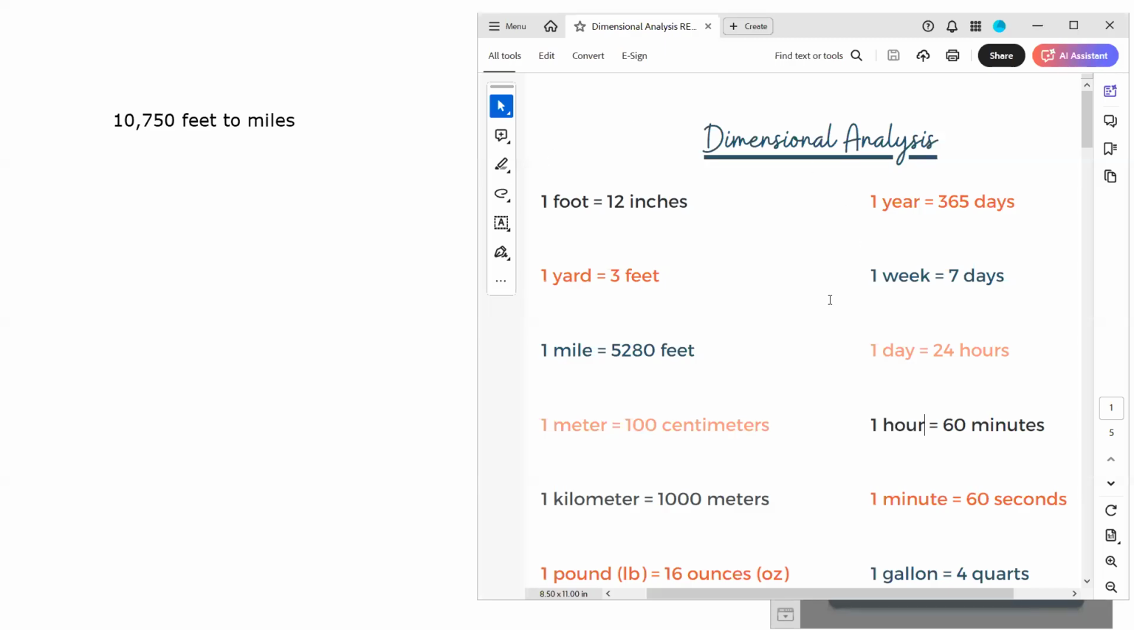All right, dimensional analysis. Let's go from a number of feet to a number of miles. So think about that difference, right? Feet are really short compared to a mile, which is very, very long.